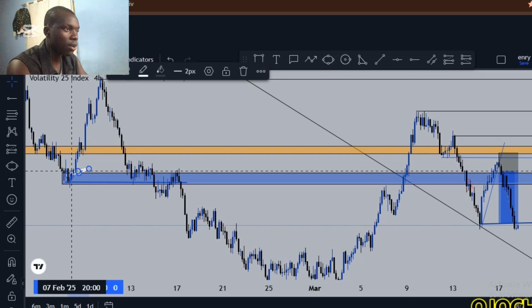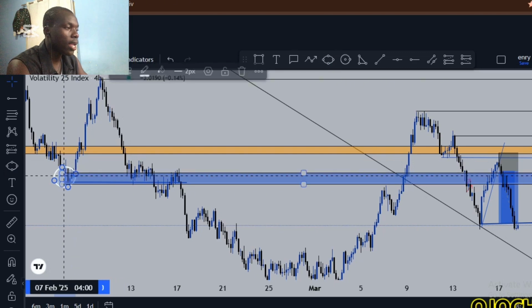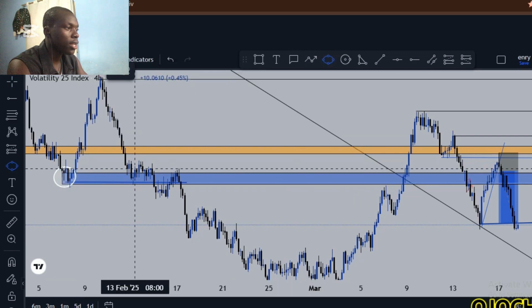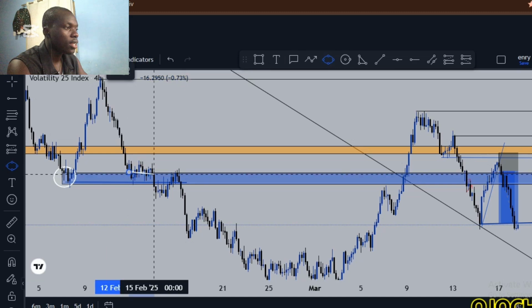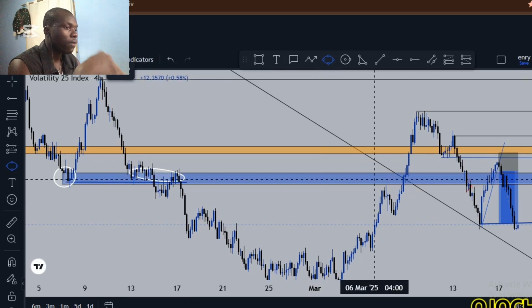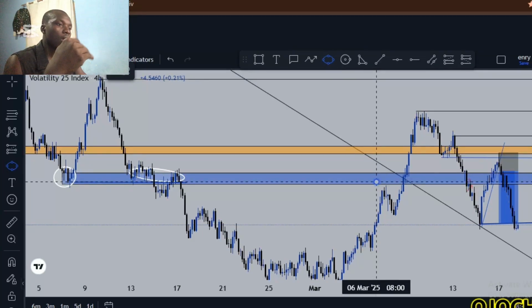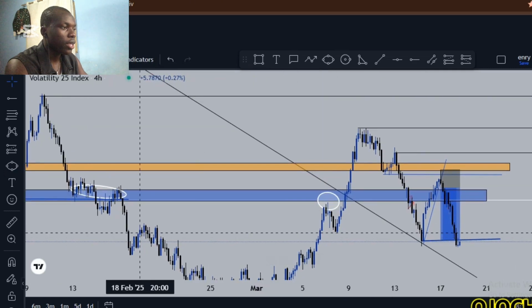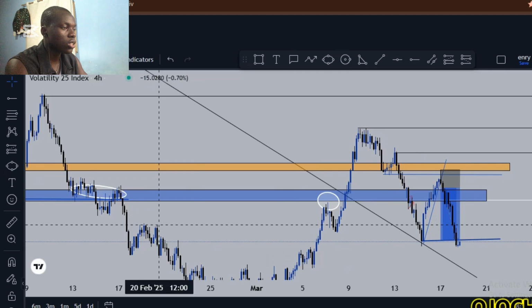On the 4 hour now, let's take our ellipse tool. After the market retests this particular zone, we can see there is a push to the upside. Here acts now as a support. Since we are on a sell, we are going to find that this support is going to turn into a resistance level. So that's where we are going to sell. So that's one, and all here together, let's call it 2.